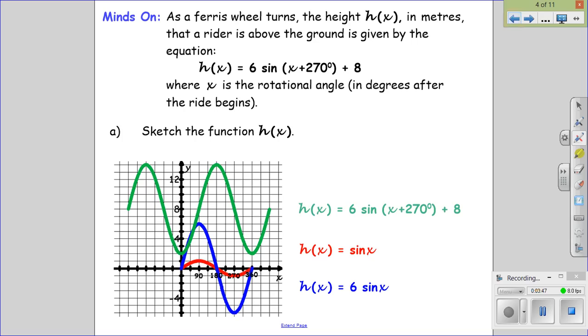So let's go back to the graph here. Let's look at this one. Initial height means the rotational angle is 0 because we haven't started moving. And if we look at the scale of this graph, it's going up by 1s, and the initial height is 2 meters.